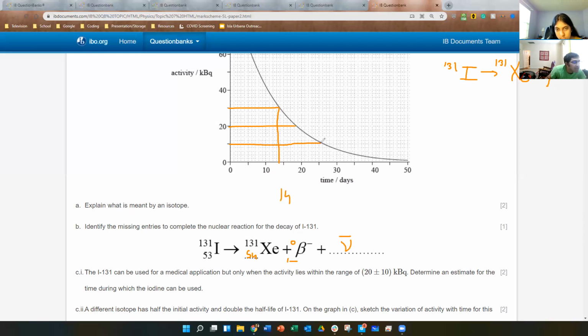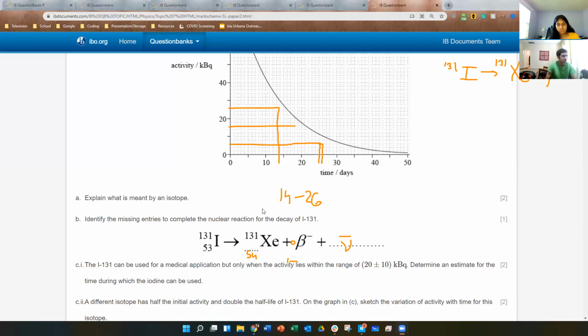And then that one looks like 25, 26 to me. I don't think it really matters. I think they'll have a range. So we can say 14 to 26 days. We should specify the unit.